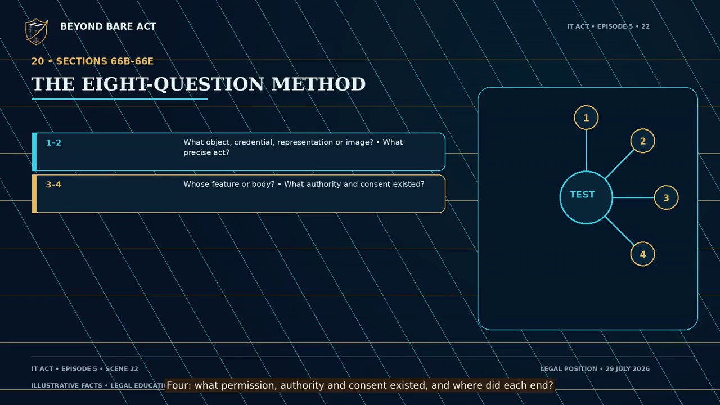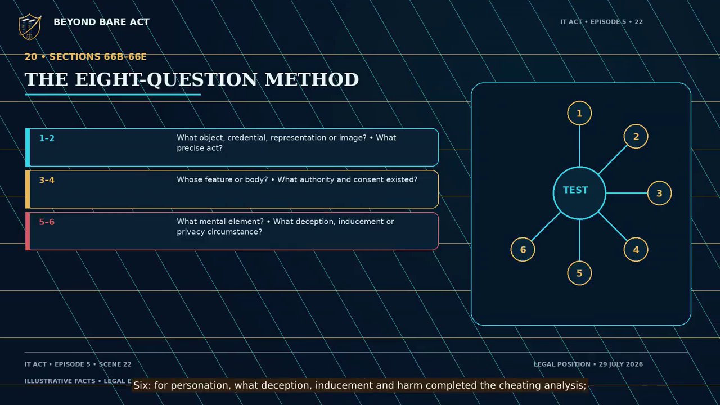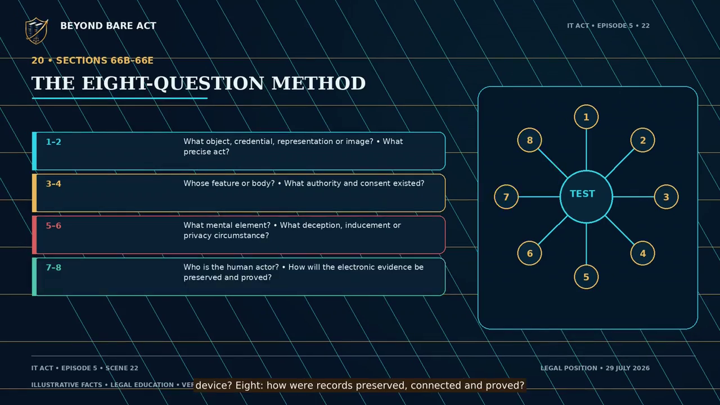5. What mental element is required? Dishonestly, fraudulently, intentionally, knowingly, knowledge or reason to believe. 6. For personation, what deception, inducement and harm completed the cheating analysis? For privacy, what reasonable expectation and defined body area applied? 7. Who is the human actor rather than merely the named account number or device? 8. How were records preserved, connected and proved?